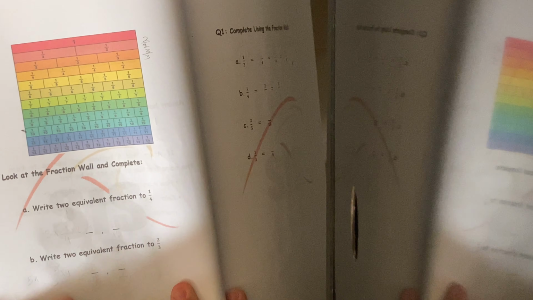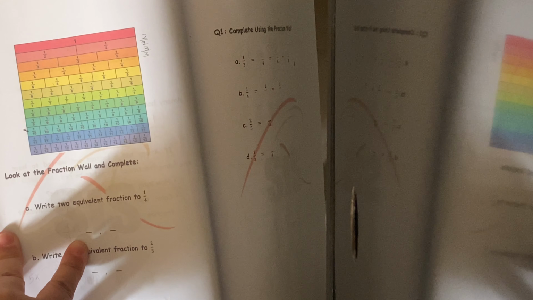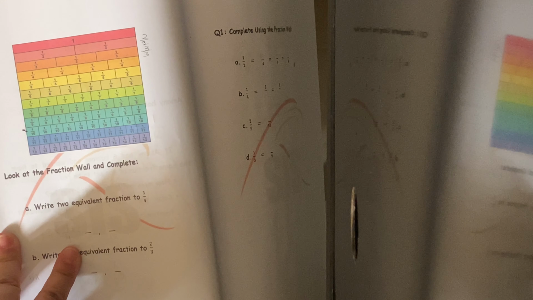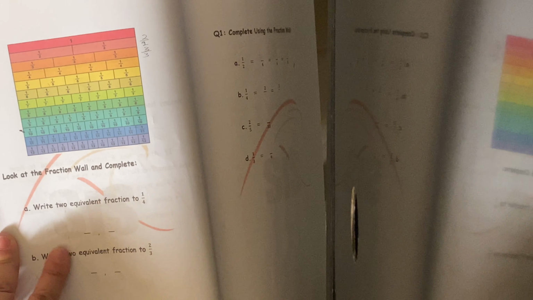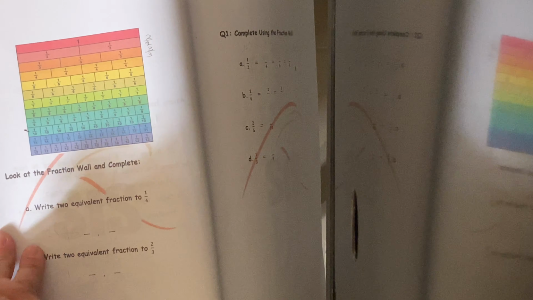Okay, turn on the page. This is the equivalent fraction wall. When can I reach one whole? When the numerator is equal to the denominator. So here, the 1 I can divide into 2, which means 2 over 2 gives me 1.